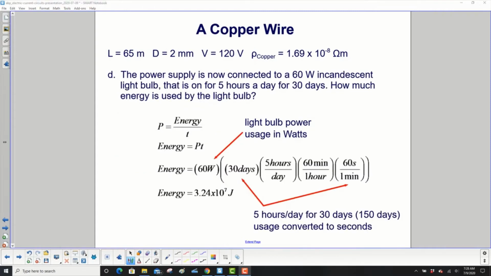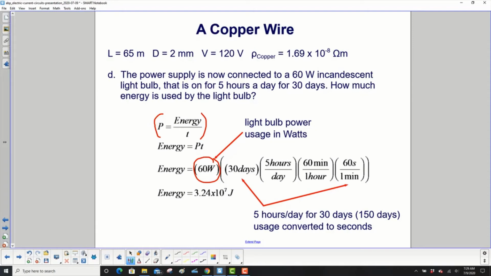We now connect the power supply with the wire to a 60-watt incandescent light bulb. It's on for 5 hours a day for 30 days. How much energy is used by the light bulb? We're going to use our definition of power. Power is energy per time. Multiply both sides by T, and we get energy is power times time. So here's our light bulb power. When they tell you it's a 60-watt bulb, that's the power.